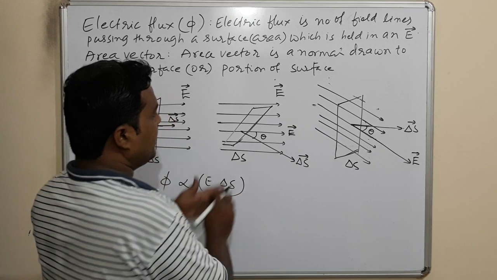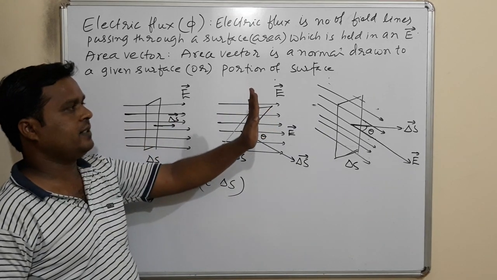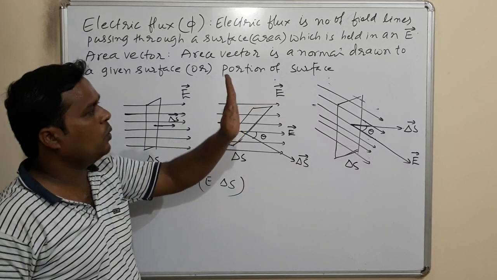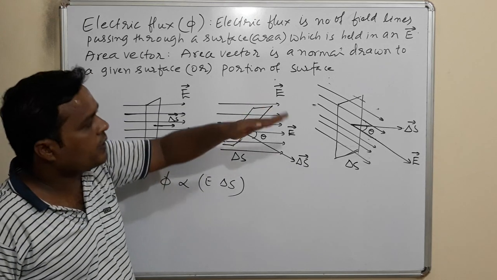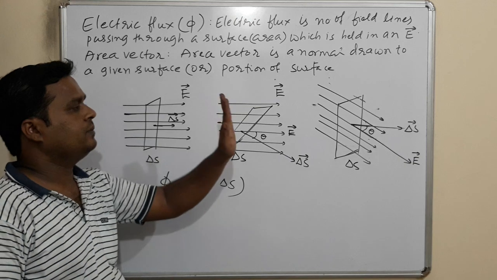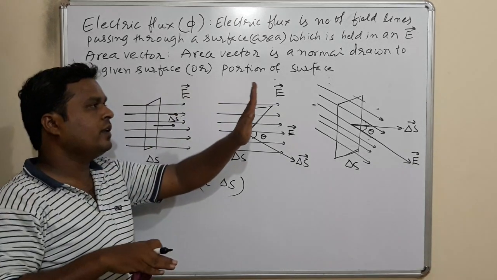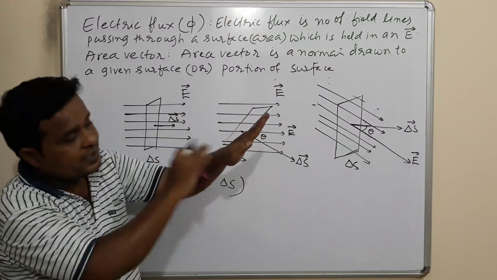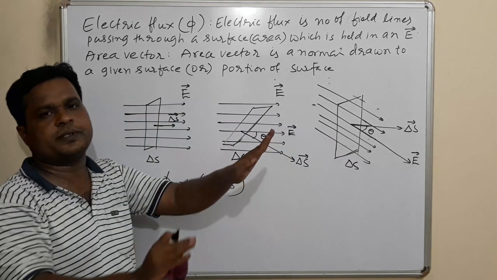Then, if I tilt the surface, see, I kept the field as it is, the area as it is. What I am changing is the orientation of the area. If I change the orientation of the area also, the number of lines will be different. See, how many lines will be passing? All the 100 lines will be passing. If I hold it like this, some lines will be missing. That means electric flux has changed. Electric flux means what? Number of lines passing through the surface.